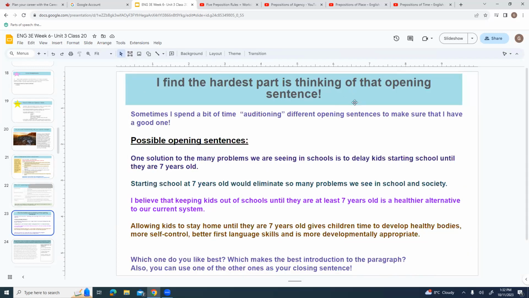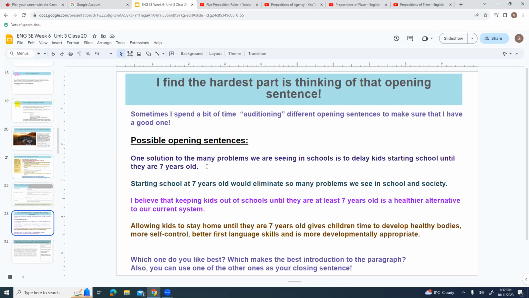The other thing is, I sometimes find the hardest part about a rough draft is thinking about the opening sentence for a paragraph. So sometimes I spend a bit of time auditioning or thinking about different opening sentences to make sure that I've got a good one. So here are some possible opening sentences to this paragraph.